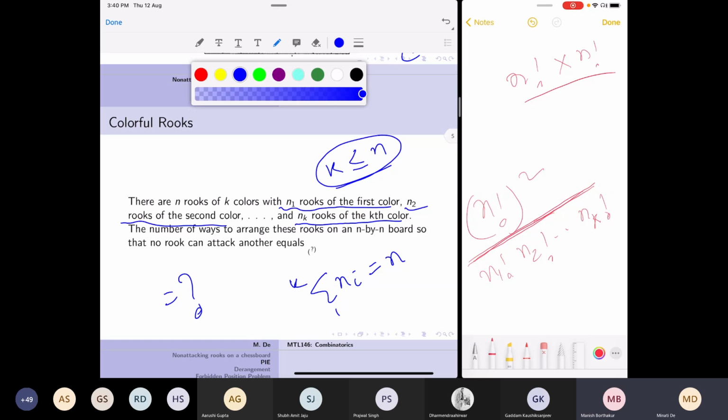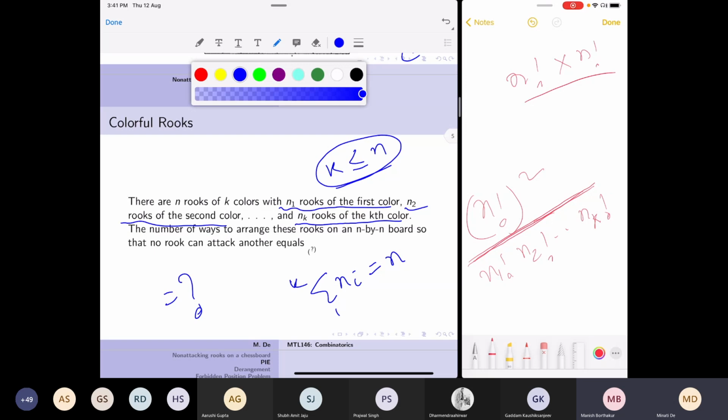Ma'am, in the first argument, what we did was number the rooks in each row as 1 to n, and then did n factorial to set the columns. So I am keeping the second part constant, but for the first part, when setting the rows for different rooks, the number of ways this could be done is n factorial divided by n1 factorial times n2 factorial till nk factorial. This is because there are these many different colors of rooks available. Should I explain it more?